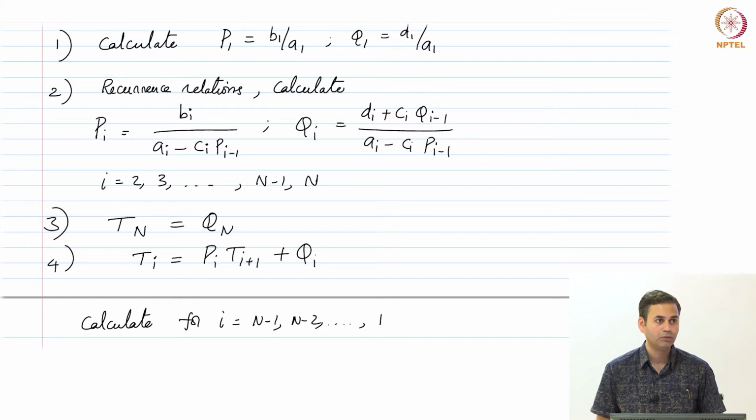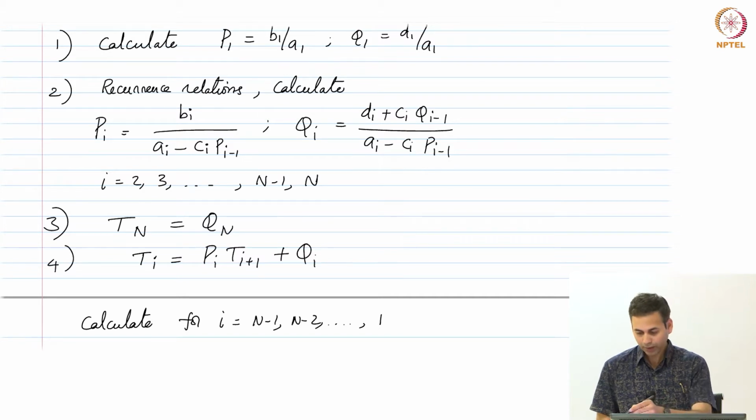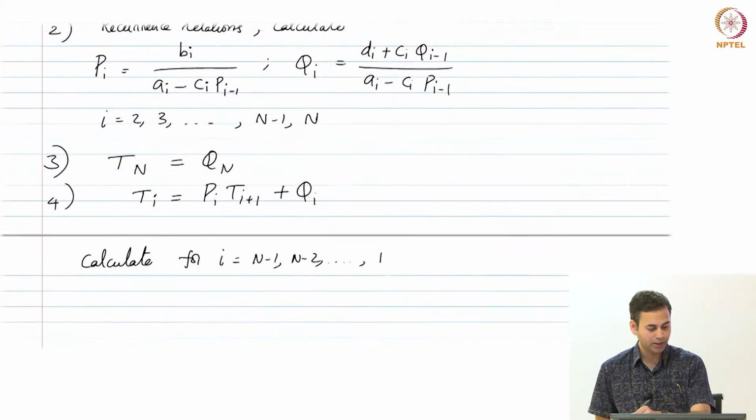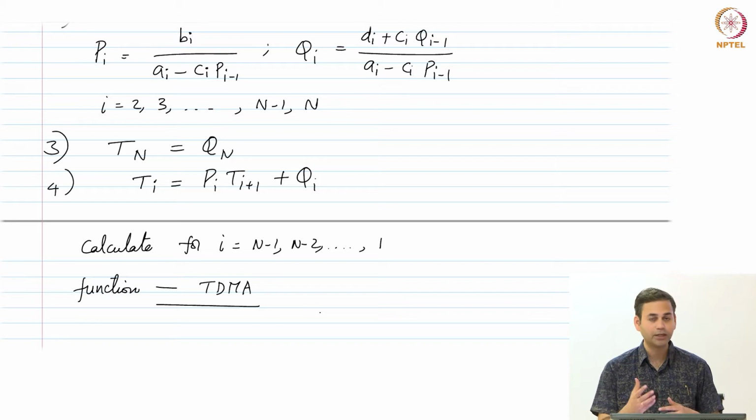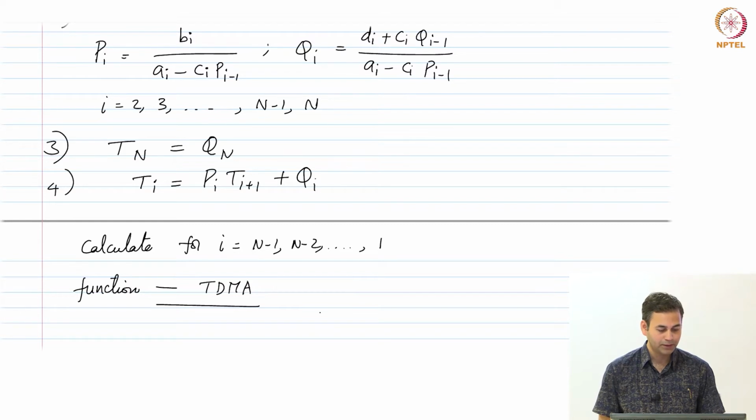Would you be able to code this part? The algorithm is already there. You essentially need arrays for your A, B, C, D, which you already have from the discretization, and arrays for P and Q, and of course temperature also. You would write a function that takes in these arguments and calculates the temperature. So, you need a small subroutine or function that will calculate this and give you back the field temperature array. That is what you would do. Any questions? No? All right.